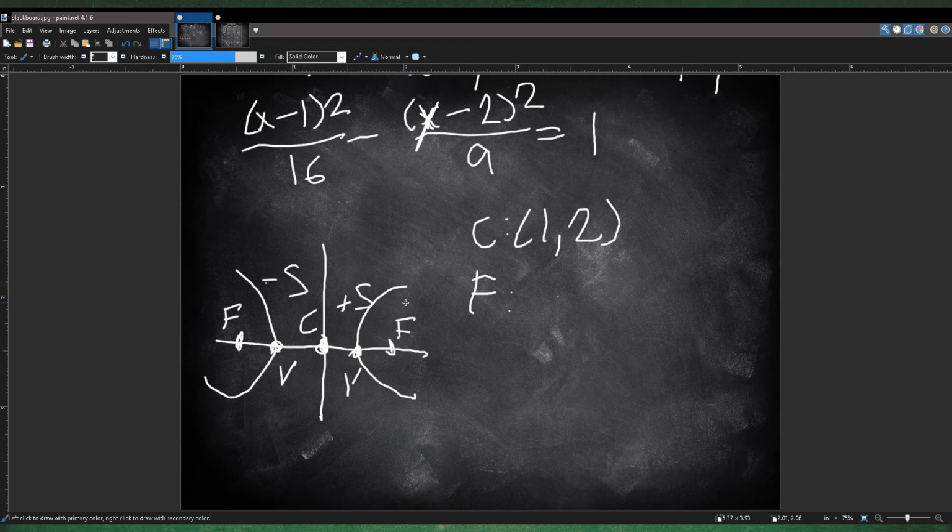So what you're going to do is start from the center. Since it's along the x, you have to add 5 here. So 1 plus 5 is 6, so 6, 2. And 1 minus 5 is negative 4, 2. So those are the two points for the foci. Now the vertices, basically. Alright, I'm going to rewrite this. I'm trying to conserve room.